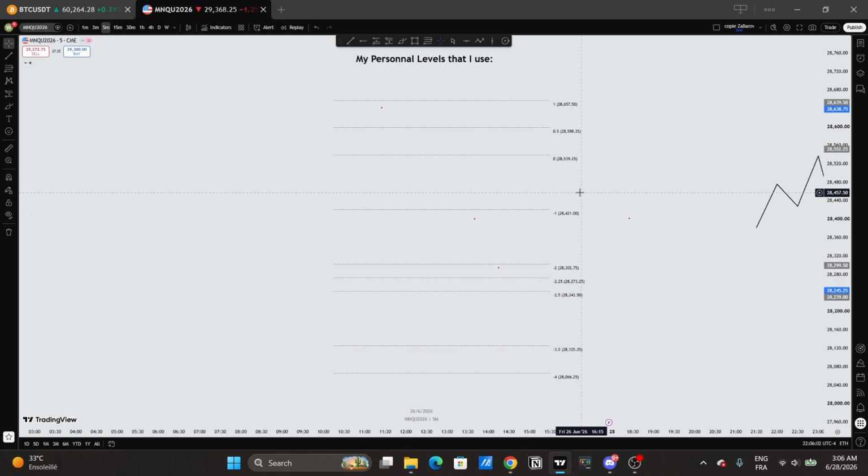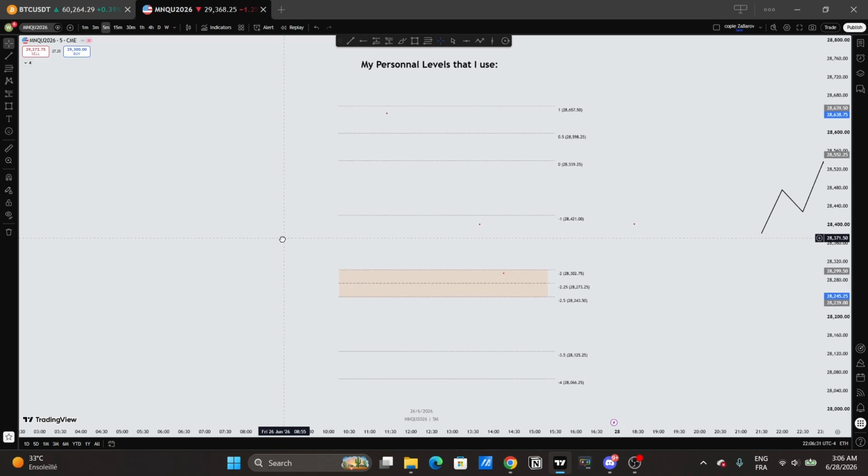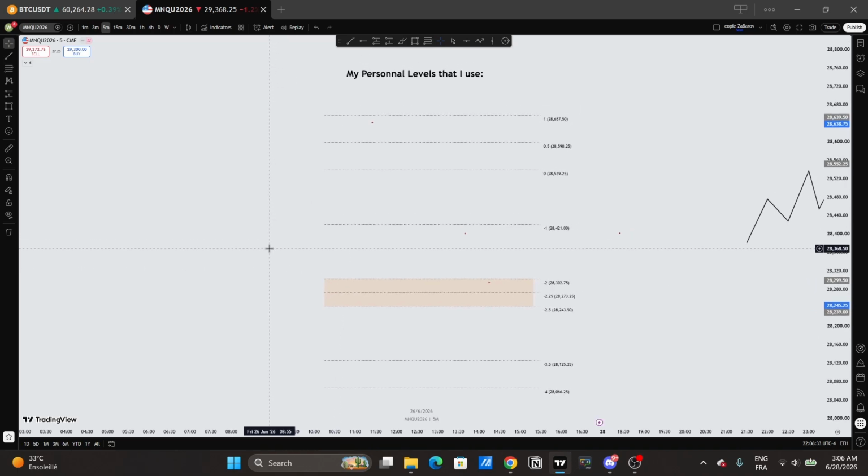I advise you to always pay attention to this level, because sometimes it gives a very strong reaction, even a reversal, but it's very rare that it gives a reversal. It usually gives just a retracement to a PD array. And we have our most important zone, the -2 to the -2.5, including the -2.25. So this one is the catch. This one is my main level or zone that I use every day in my trading.